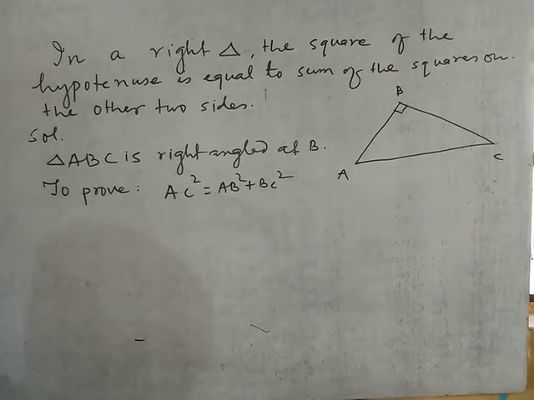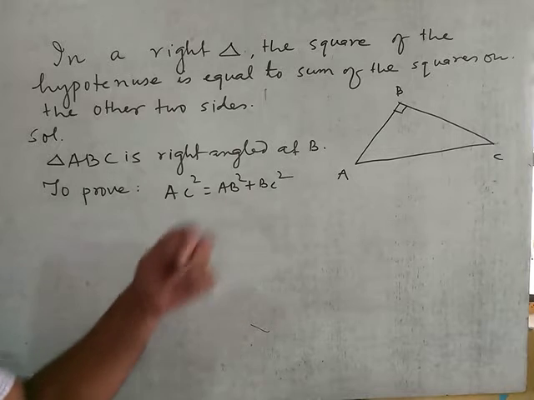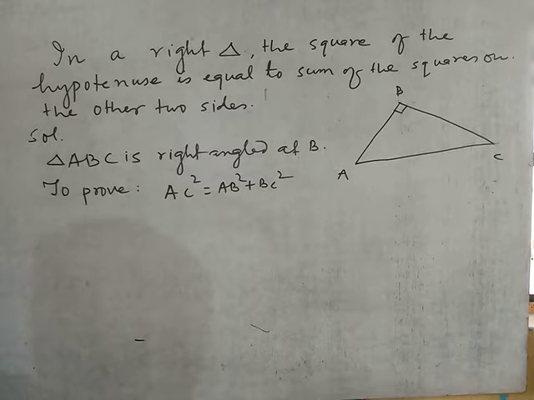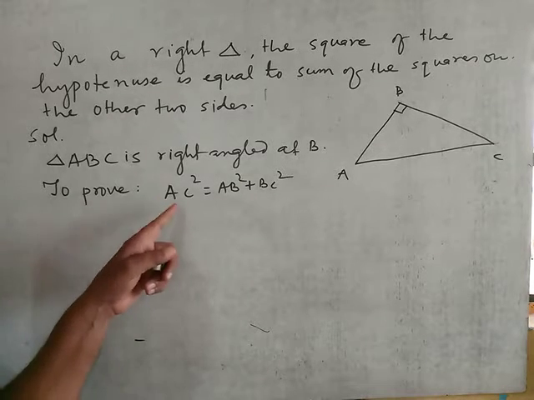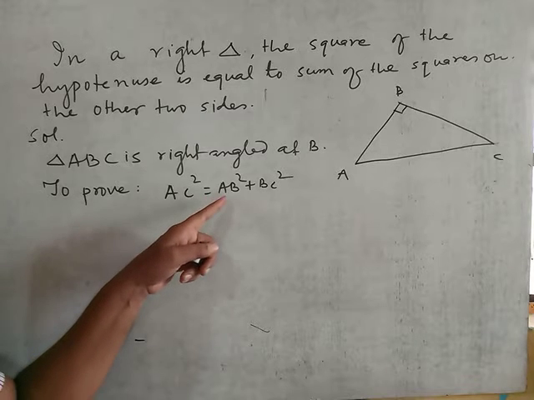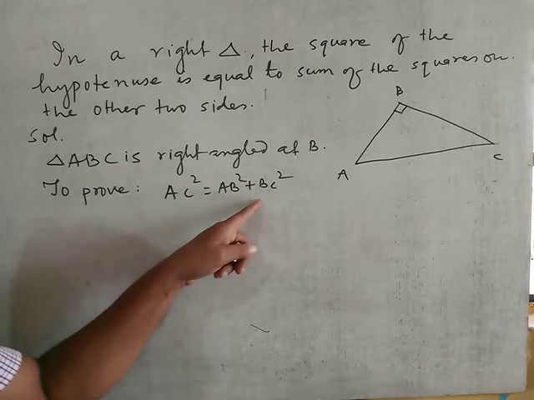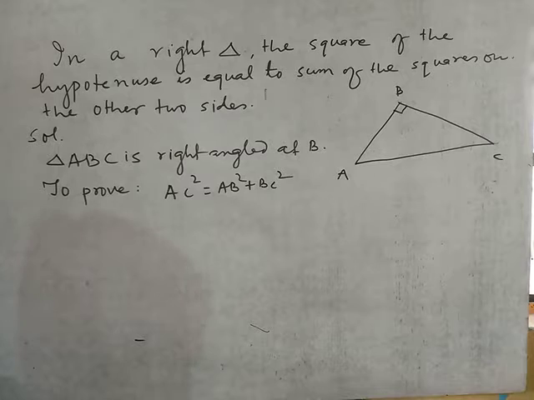You know, AC is the hypotenuse because AC is opposite to the right angle B. Therefore, AC is the hypotenuse, and the other two sides are AB and BC. So the square of the hypotenuse is equal to the sum of the squares on the other two sides of the triangle. This you have to prove.